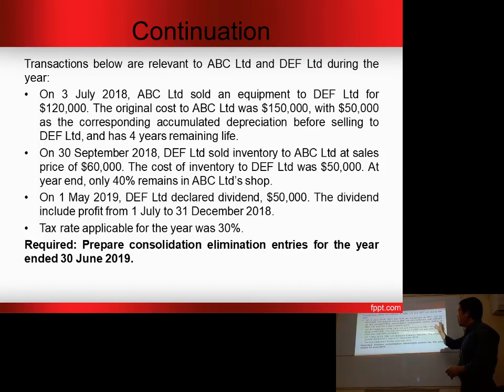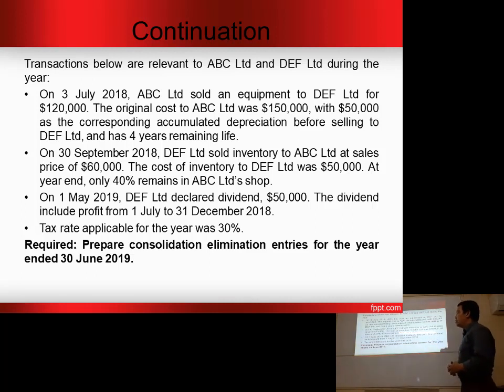ABC sold that equipment to DEF at $120,000, but the original cost is $150,000 with accumulated depreciation of $50,000, and the remaining life is 4 years. Then on 30th September 2018, DEF Limited sold inventory to ABC Limited at a sale price of $60,000, but the original cost of that inventory to DEF is $50,000. For the whole year, of the remaining inventory coming from DEF, which they sold to ABC, ABC still holds 40%.